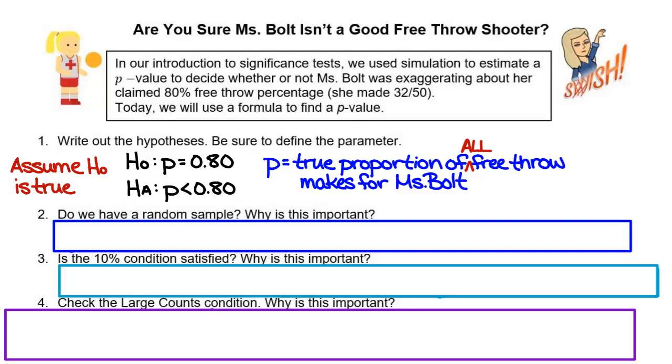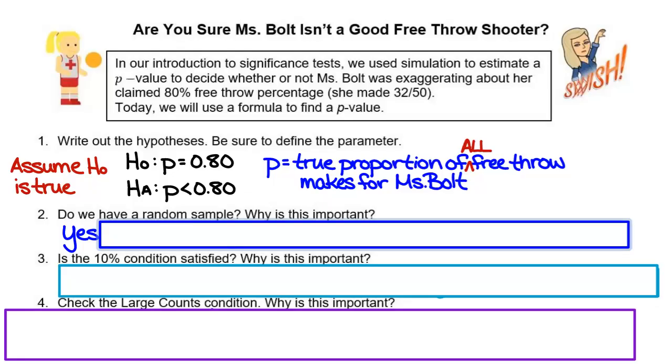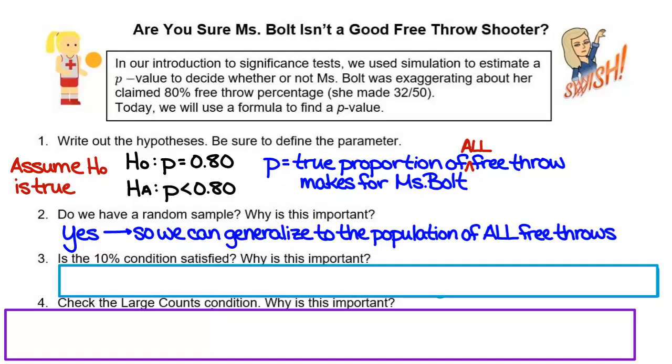Do we have a random sample here? Yes. We have a random sample. Why is a random sample important? Yes, so we can generalize to the population of all free throws.